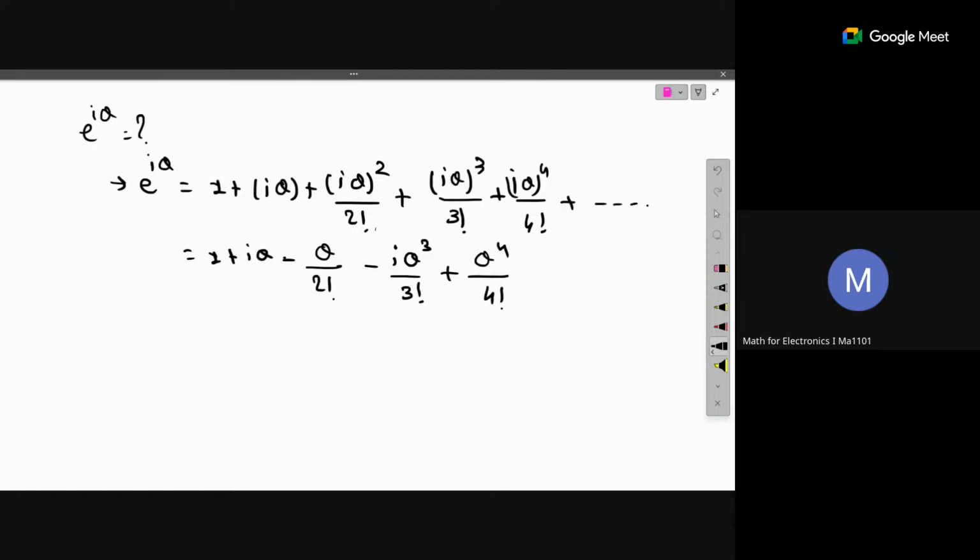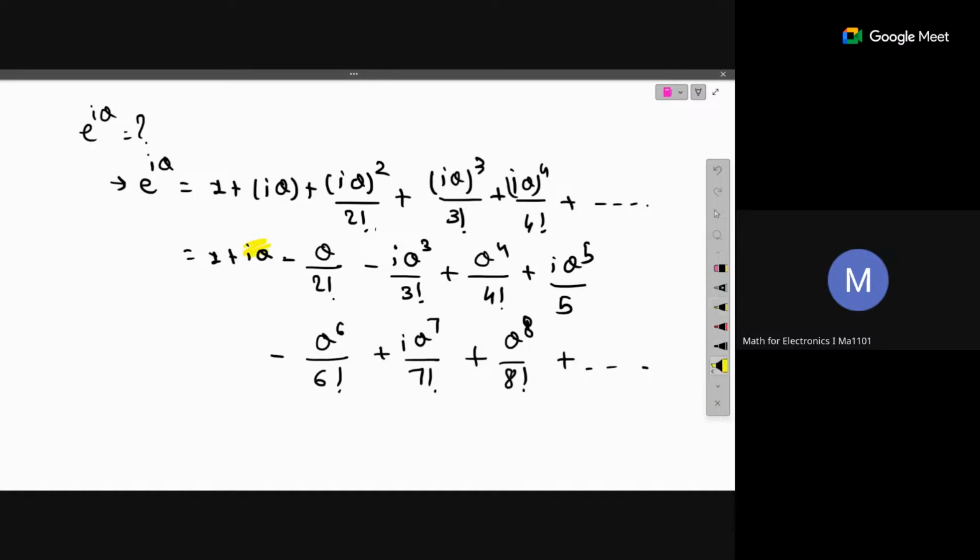And if we do it in the same way, we'll repeat this particular pattern. So that means first we'll have iota theta to the power 5 by 5 factorial, then minus theta to the power 6 by 6 factorial, and plus iota theta to the power 7 by 7 factorial, and then plus theta to the power 8 by 8 factorial, and then again repeat the same thing. Now here we observe that if we collect all the terms with iota, then we will get some nice series. So what will be that series?